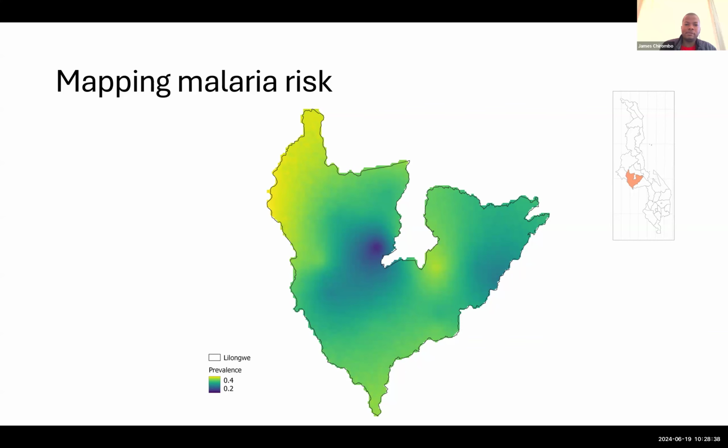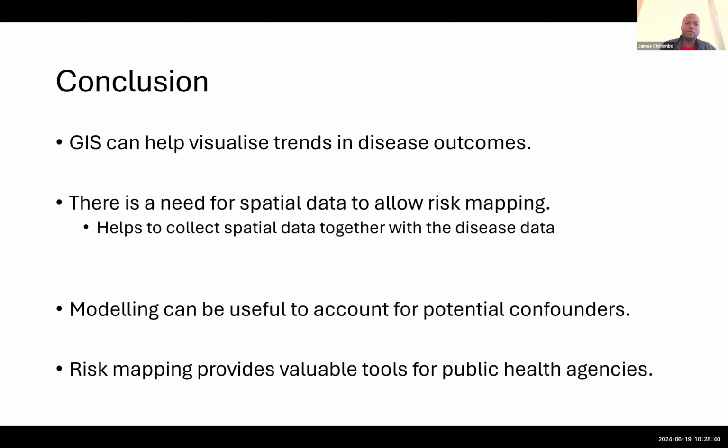So I think this is my last slide. Now, just to conclude, hopefully we have seen how GIS can help us to identify and visualize trends in disease outcomes. To achieve this, we really need to have access to spatial data to allow us to do the mapping. So we have to have the spatial data, merge it with disease data.